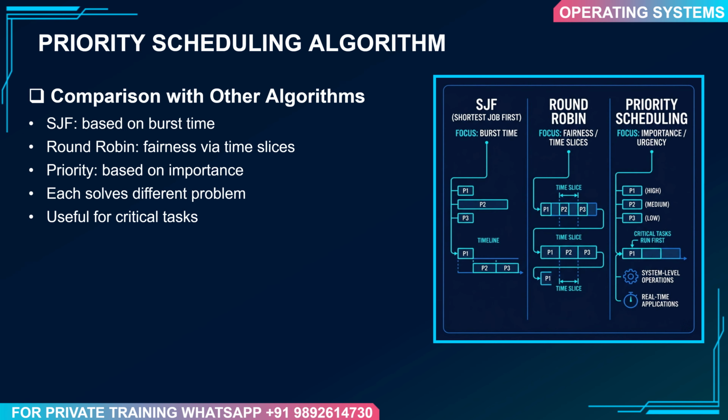To connect this with what we learned earlier, think about how this differs from algorithms like SJF or round robin. SJF focuses on burst time, round robin focuses on fairness using time slices, but priority scheduling focuses on importance. Each algorithm solves a different problem. Priority scheduling is particularly useful when certain tasks must be completed urgently, like system level operations or real time applications.